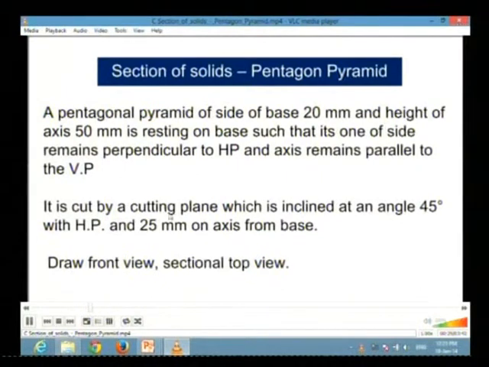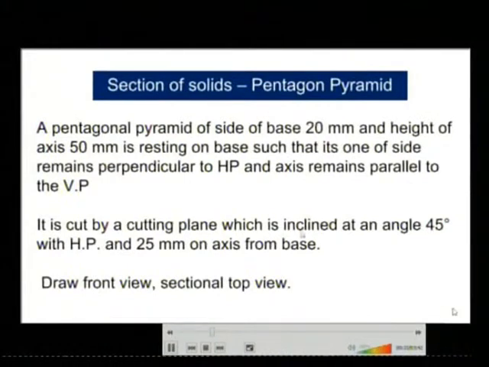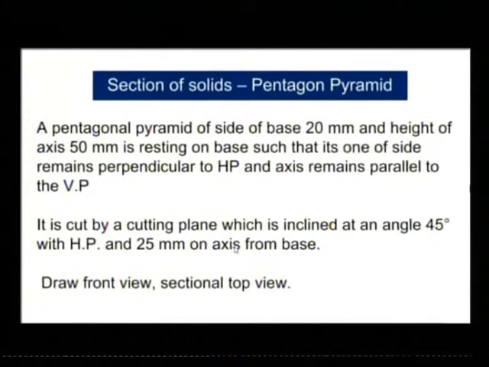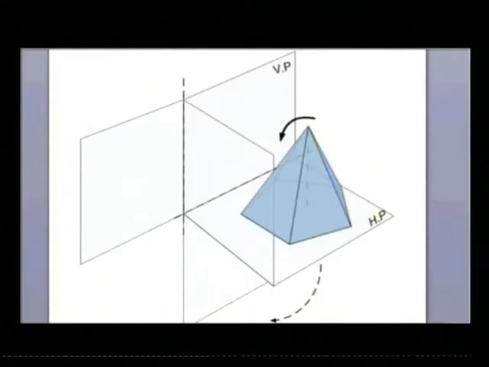Okay, and then it is cut by a cutting plane which is inclined at 45 degree with the horizontal plane and 25 mm on axis from base, and draw the front view, sectional top view. Okay, so if you try to visualize the position of the pentagon pyramid, it looks something like this. So it is sitting on a base, sitting on a horizontal plane. Okay, and this side here is perpendicular to the vertical plane. Okay, and its axis is parallel to the vertical plane. So base is perpendicular, axis is parallel to the vertical plane.